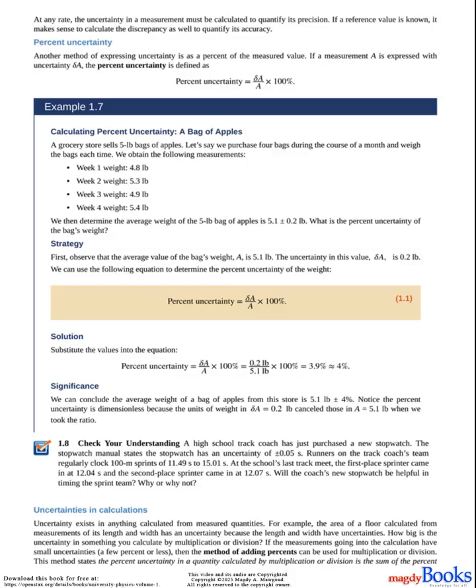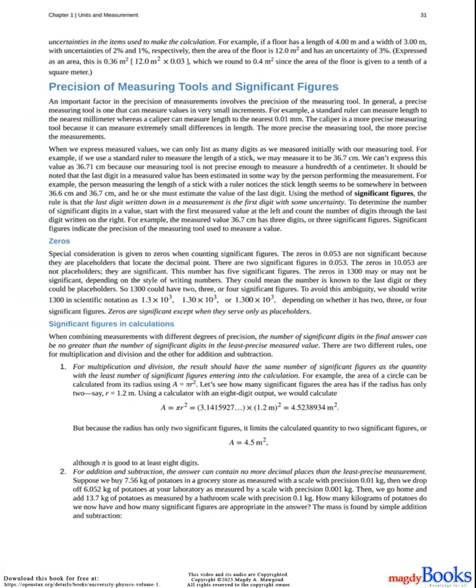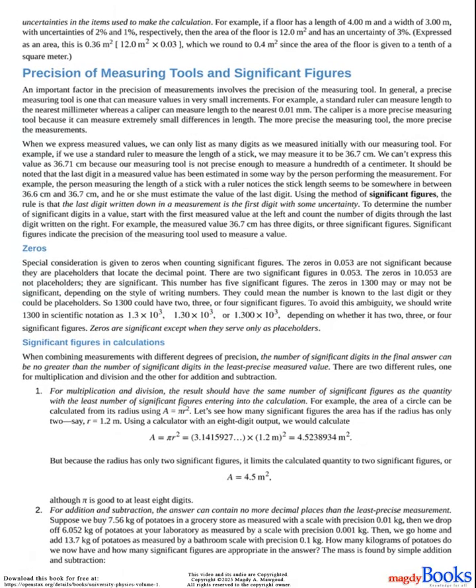This method states the percent uncertainty in a quantity calculated by multiplication or division is the sum of the percent uncertainties in the items used to make the calculation. For example, if a floor has a length of 4.00 meter and a width of 3.00 meter, with uncertainties of 2% and 1%, respectively, then the area of the floor is 12.0 meters squared and has an uncertainty of 3%. Expressed as an area, this is 0.36 meters squared (12.0 meters squared multiplied by 0.03), which we round to 0.4 meters squared since the area of the floor is given to 1/10 of a square meter.